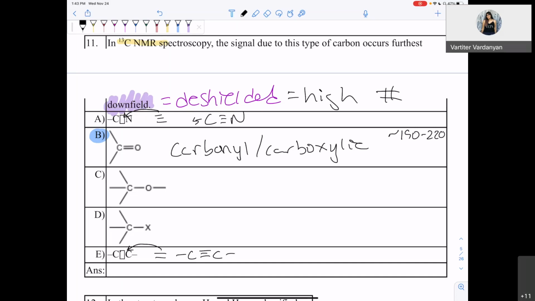Triple bonds are actually going to be less de-shielded. So they're going to be closer to 1. So they're going to be, I think, between 6 to 8. But I would have to look that up.